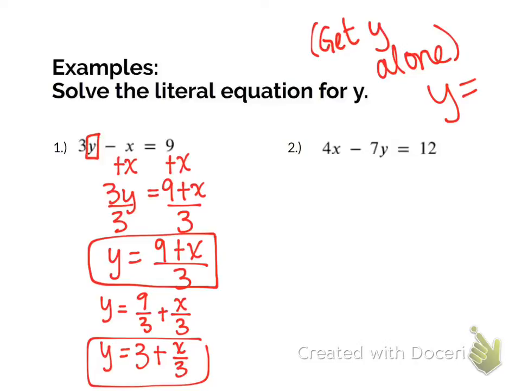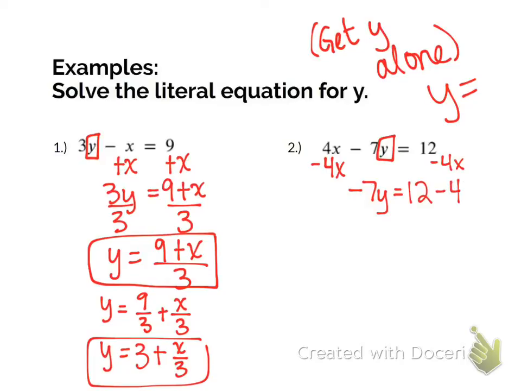Okay, on 2, again, our goal is to get y alone. Any thoughts on a first step? Dominic, what do you think? It's just subtract 4x. Good. I heard a couple people say it. Subtract 4x on both sides. Now we need to be careful. What does that leave us with on the left side? Good. Do not drop the negative sign from that 7. And what would we have on the right side?